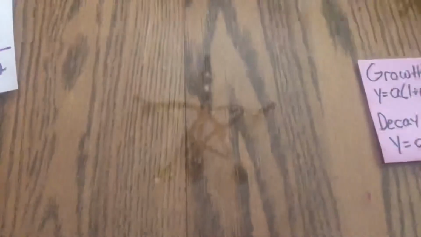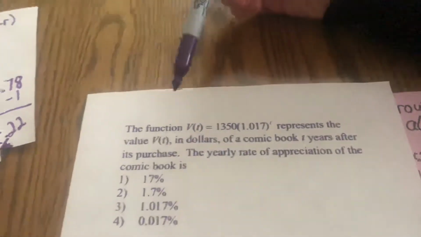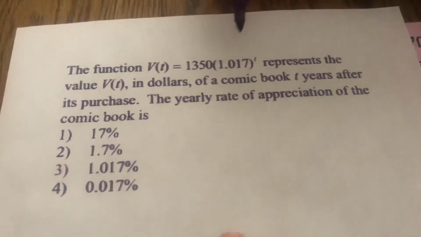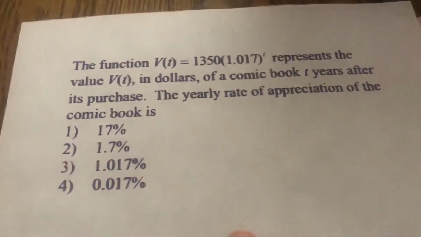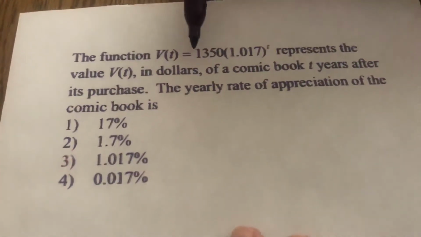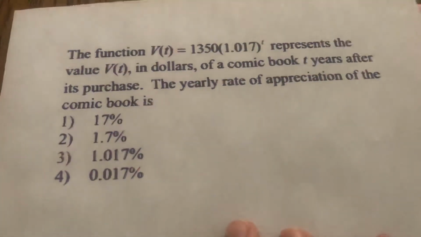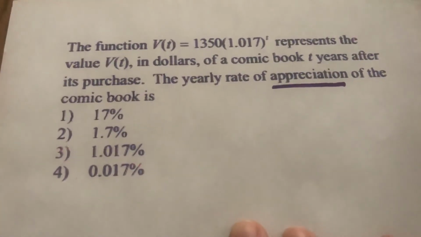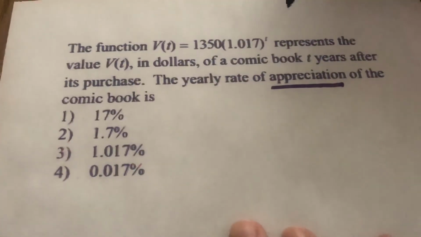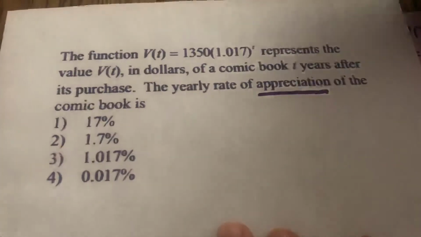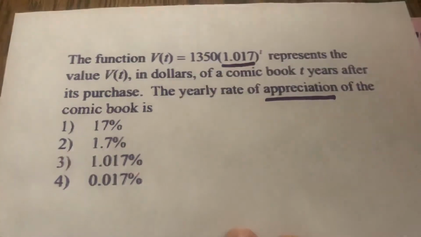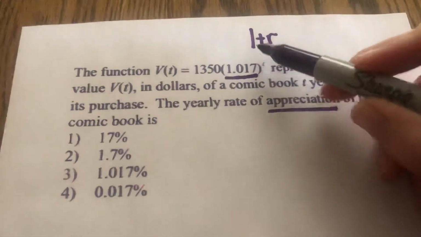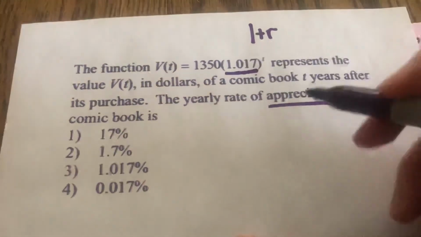Let's just look at one more just like that and then we'll be done. So the function V of t is equal to 1,350 times 1.017 to the t represents the value V of t in dollars of a comic book t years after its purchase. The yearly rate of appreciation, so that is letting us know, first of all, it's going up, of the comic book is, so they want us to find just the rate. So again, this represents 1 plus our rate. So really, the 1 is not part of it. Our rate is that 0.017.